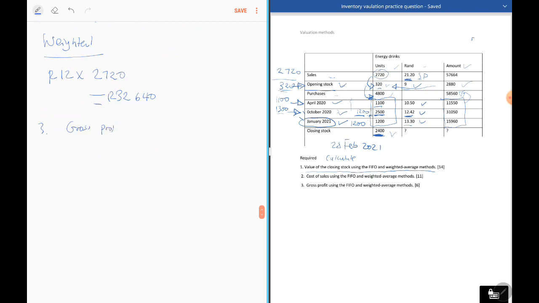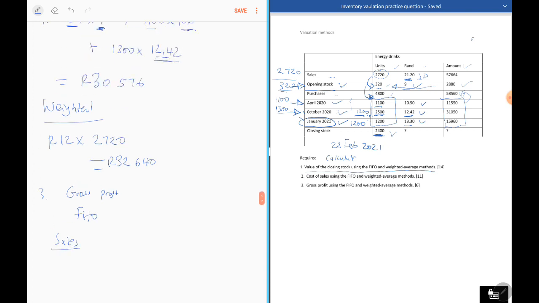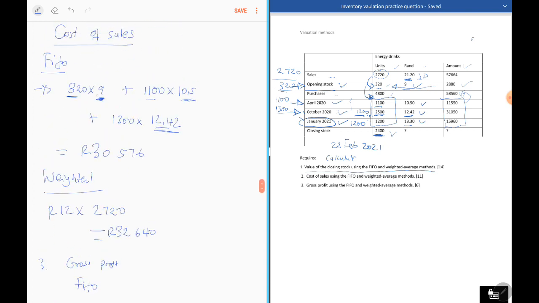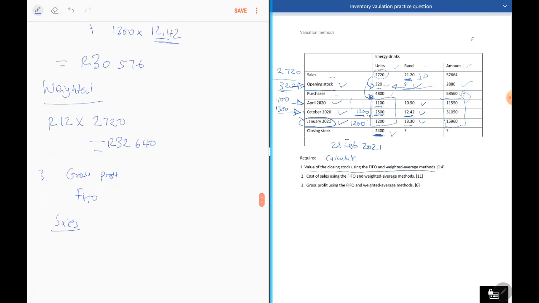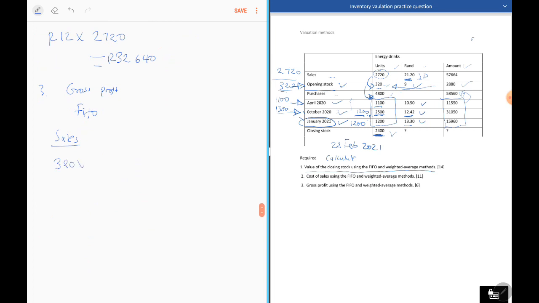Gross profit using the FIFO. You have your sales. How do you get your sales? You use the same analogy here, but instead you'll be multiplying with the selling prices of each item, meaning it will be 320 times 9 rand plus 1,100 times 21 rand 20, because it's the selling price, plus 1,300 here times 21 rand 20.